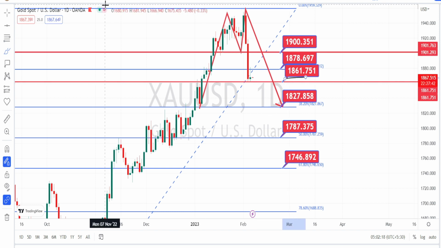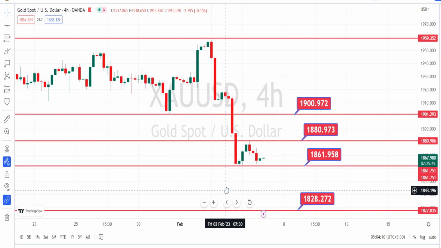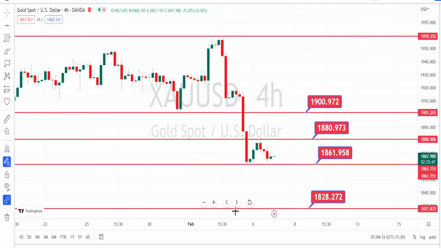Let us look at the price action in 4 hours time frame. I'm in 4 hours time frame. When we look at the price action in 4 hours time frame, like we explained in the daily time frame, the price action tried to go on the bullish side retracement, but it has found a very strong resistance at the resistance level of 1880, and we have noticed a price action to bounce back on the bearish side retracement.